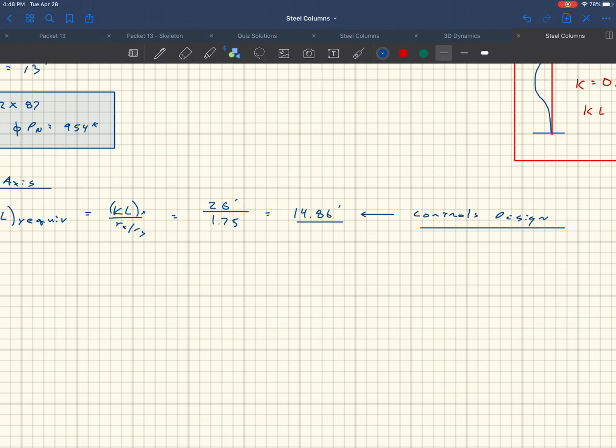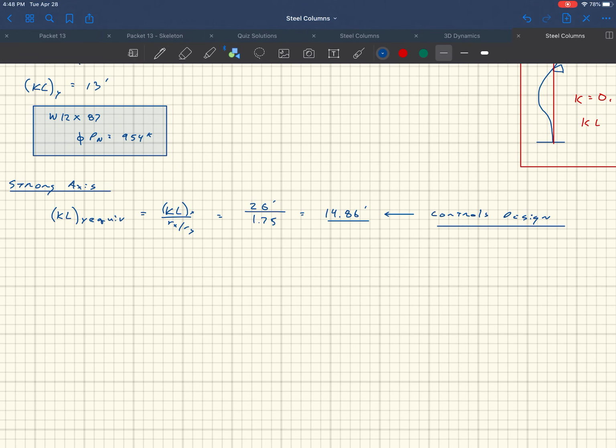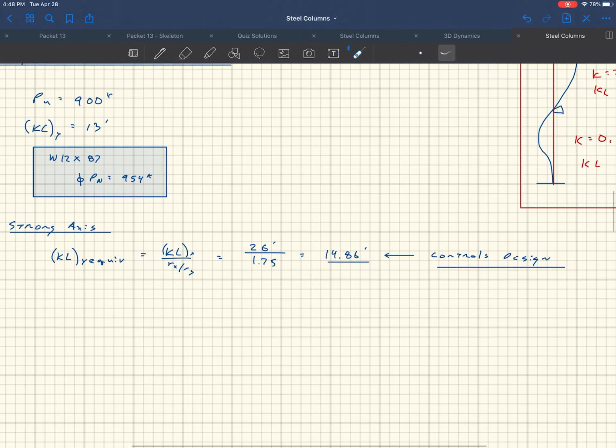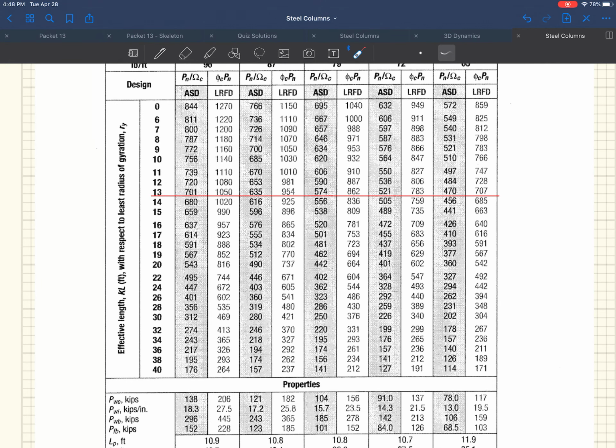Okay, that guy's going to control, the 14.86 feet. So now at this point, I have to design this for the strong axis buckling. So I need to go into that table, and I'm looking for 14.86 feet and a Pu of 900 kips. Okay, so we come down to the same table, probably on the same page or close to it. Instead of looking up 13 feet for my span, it's going to be right around 15 feet.